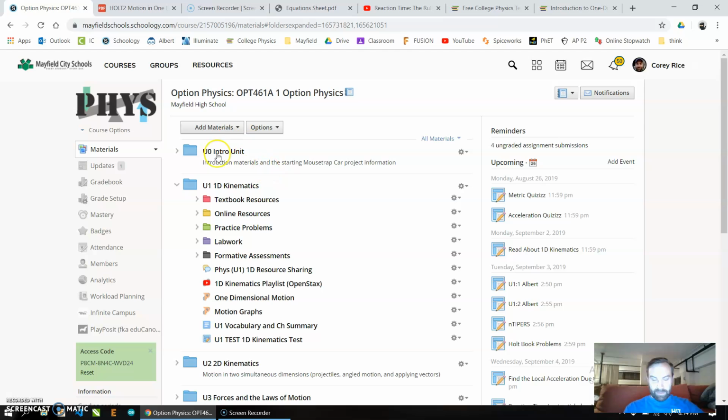The intro unit is just some of those background things that you might need for a course. But when you're really ready to get down to it, you want to go straight to U1, the 1D kinematics unit. Now, when you're in a unit, there are several folders.